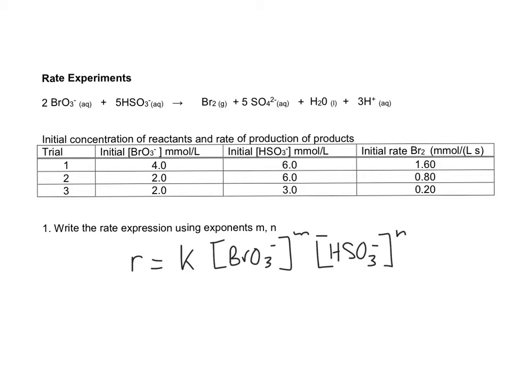So this is how you do it. And you can do it by inspection. I can see that if I double bromate, my rate doubles, and I can see that if I double my hydrogen sulfite concentration, my rate quadruples. However, you do have to show your work, and I'll show you how to do it formally and informally.